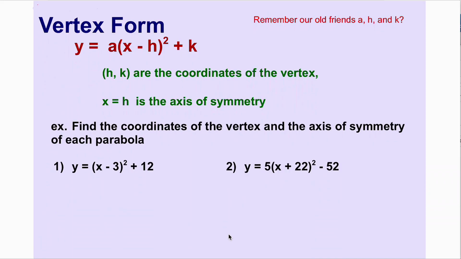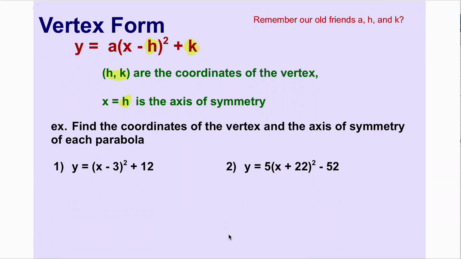But what's really important to note here, the big takeaway, is that the h and k from inside that vertex form are the coordinates of the vertex. And because the axis of symmetry is just the x value of that vertex, that's the same as the h. What that means is if you see a quadratic function in vertex form, it is super easy to identify the vertex and the axis of symmetry.